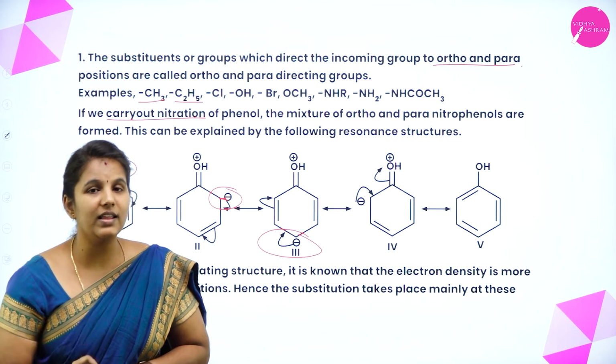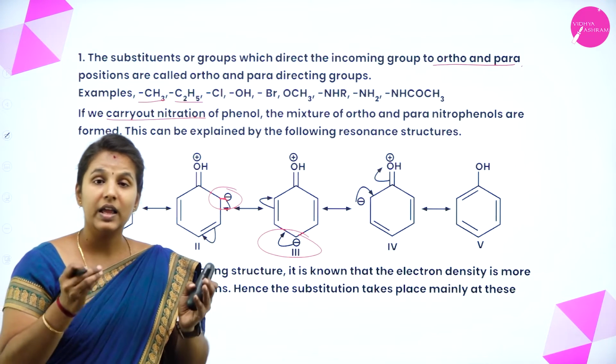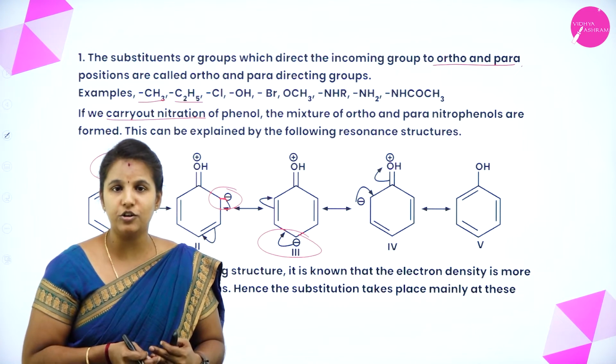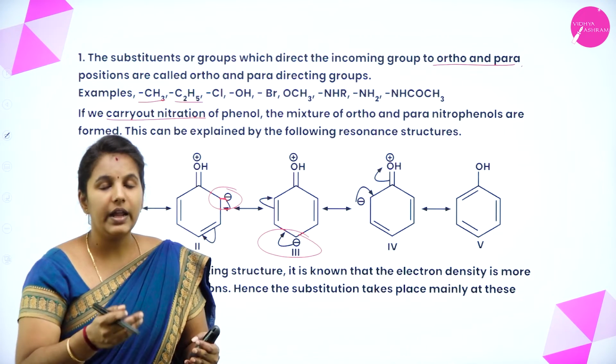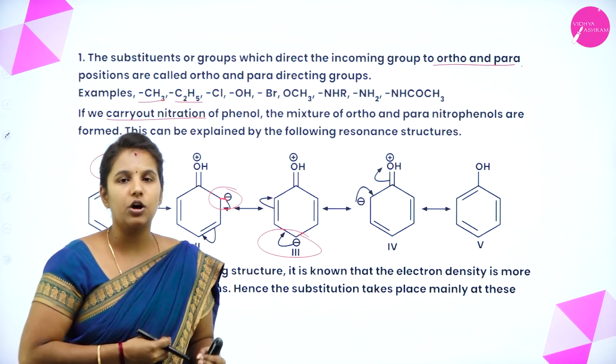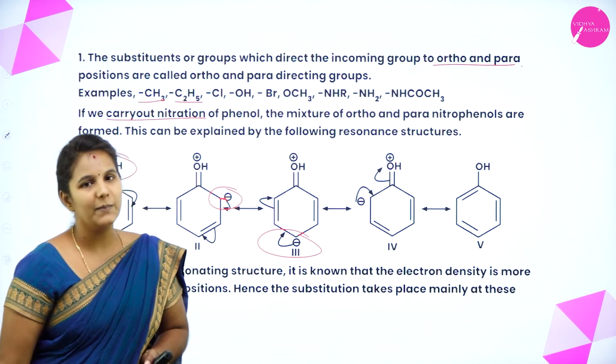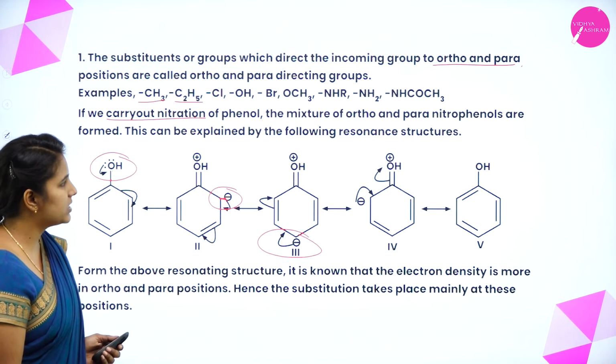So this is another speciality of the benzene ring. If it already contains the substituent group, it directs the incoming groups to go and attack the ortho and para positions. So I hope you have understood this concept.